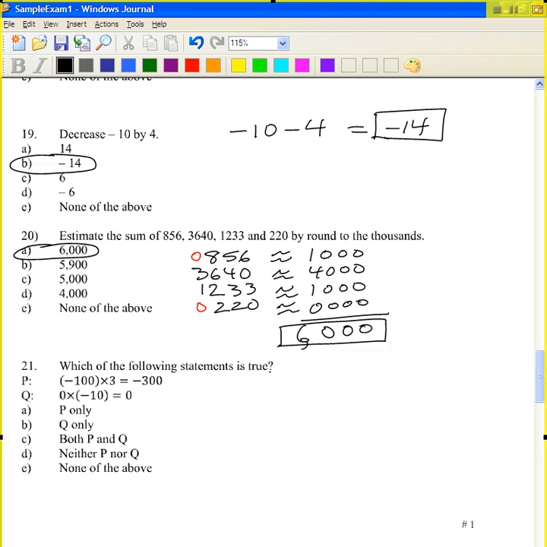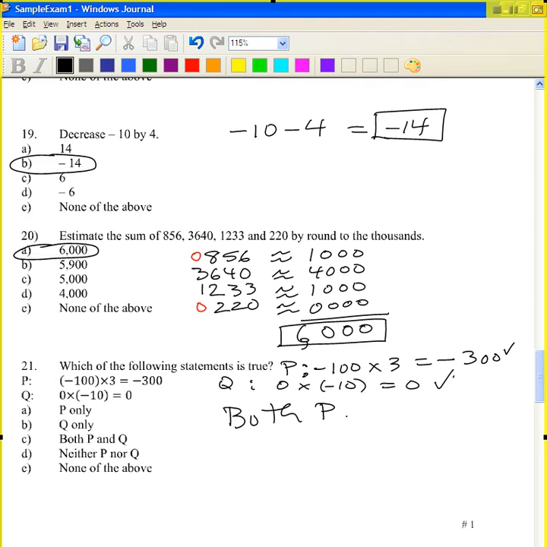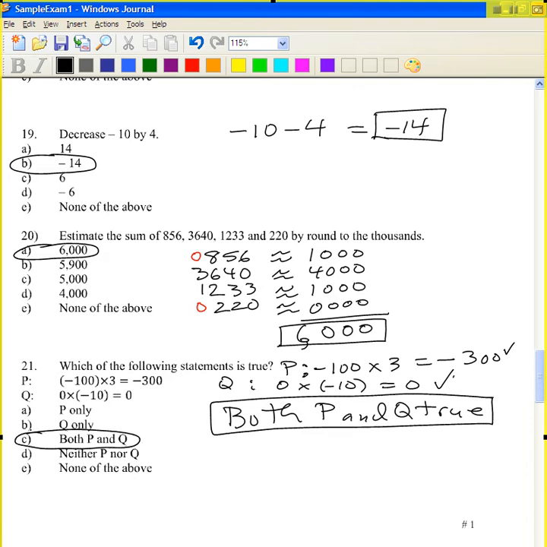Which of the following statements is true? And so negative 100 times 3 is, well, negative times positive is negative, 100 times 3 is 300. So that certainly looks true. Q, 0 times negative 10. 0 times anything is 0, so that's also true. So therefore, both P and Q are true. And so C.